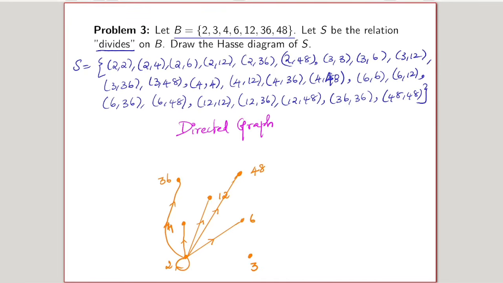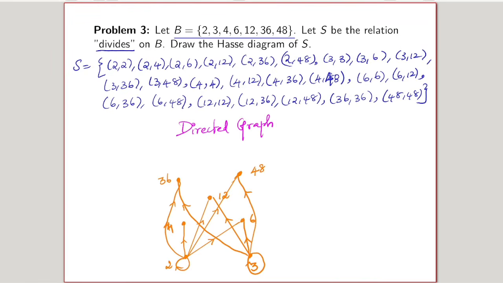Next one, we have to start with 3. Clearly 3 is related to 3, we are going to put it here. 3 is related to 6, and then 3 is related to 12, we can take this one, 3 to 12. Then 3 is related to 36, we can put 3 to 36. Similarly 3 is related to 48, so 3 to 48.